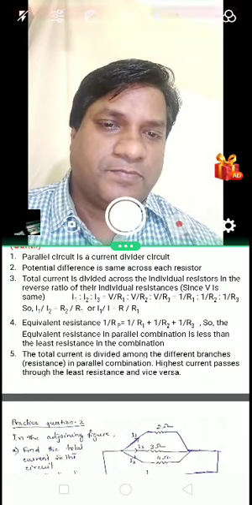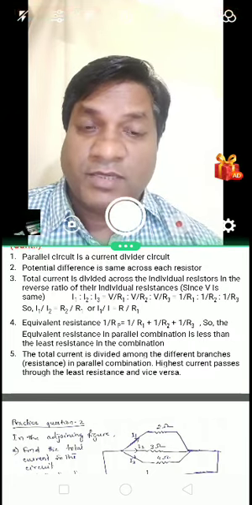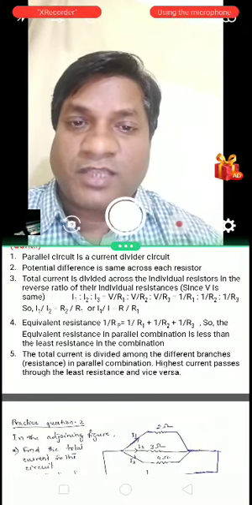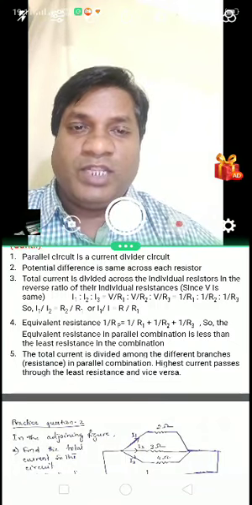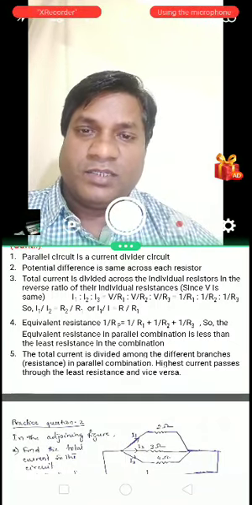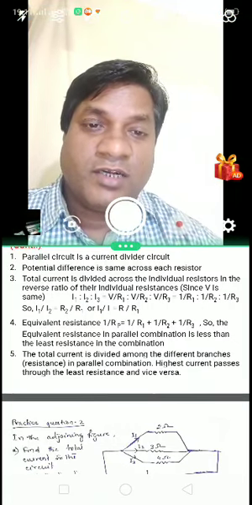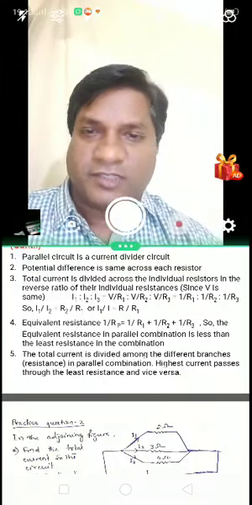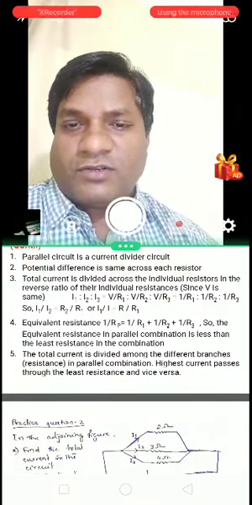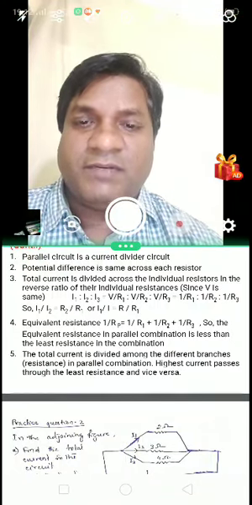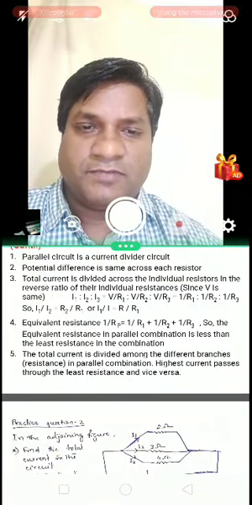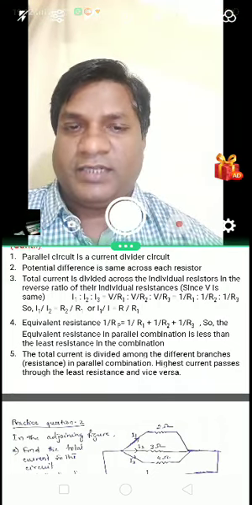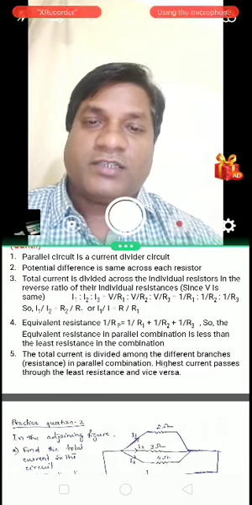in the combination. The lowest resistance in this combination is 1 ohm. So the equivalent resistance of parallel combination of 1000 ohm, 10 ohm and 1 ohm will come to be less than 1 ohm. This is because the current is getting multiple paths to flow. So the total opposition to the flow of current reduces. Fifth, the total current is divided among the different branches in parallel combination. The highest current passes through the lowest resistance path and the lowest current passes through the highest resistance path.